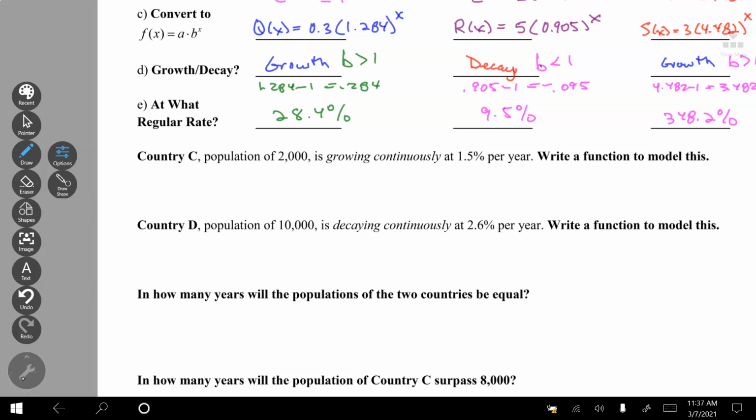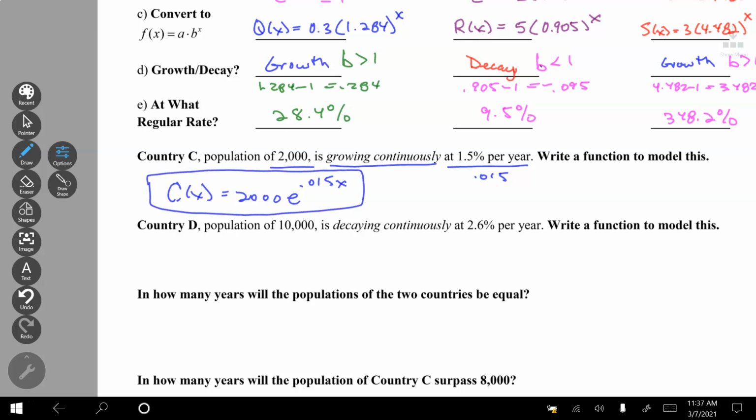Okay, let's write some models. Country C, population of 2,000, growing continuously. Remember that word continuously is the big thing. And 1.5% is 0.015. So I get C of x is equal to 2,000 e to the 0.015 x. I do not need to add a 1 to that because it is growing. That e basically keeps a 1 in there.